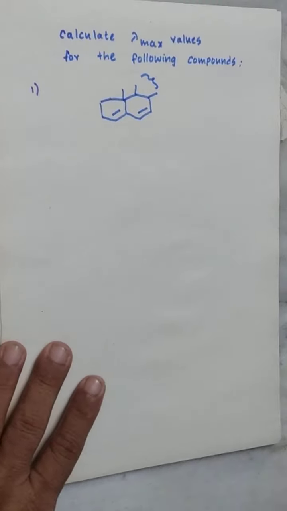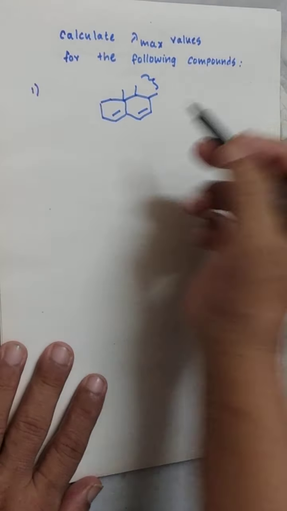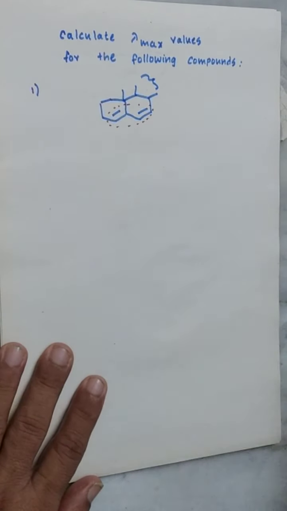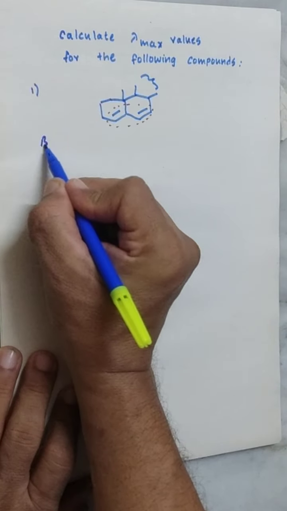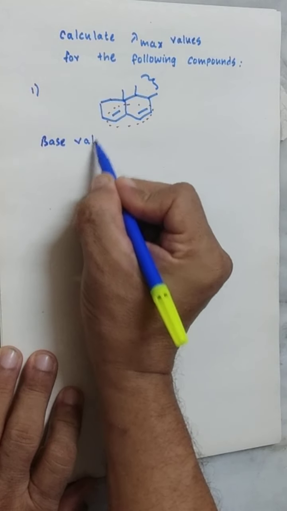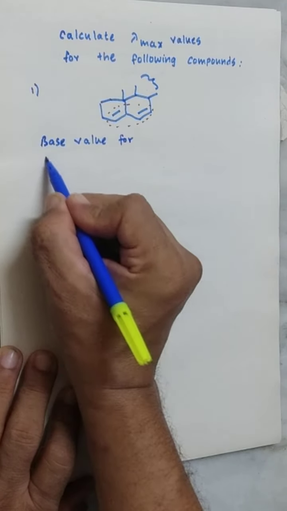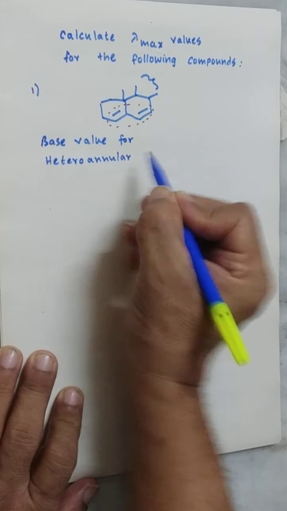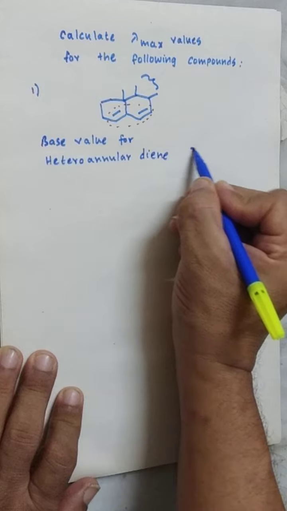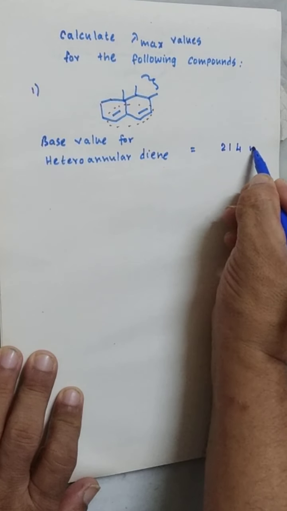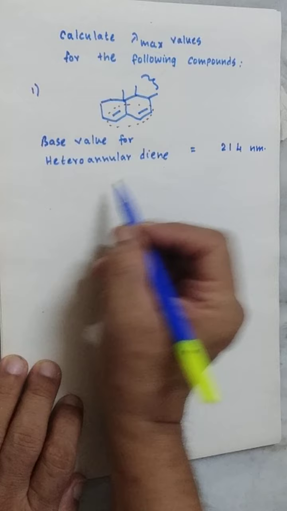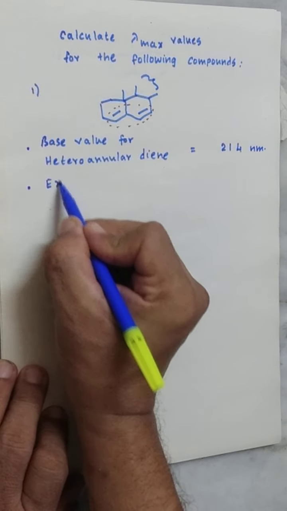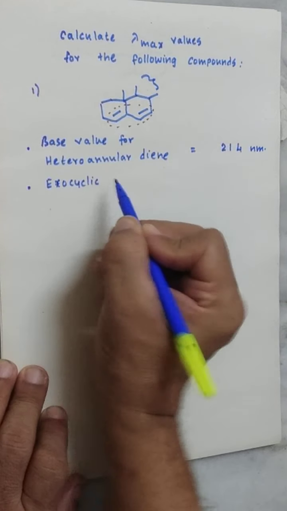Once you observe this compound, this is nothing but your heteroannular diene. Just observe this part. So this is your heteroannular diene. So the base value for heteroannular diene is equal to 214 nanometers. Then please follow the same sequence. Then next, exocyclic double bonds.